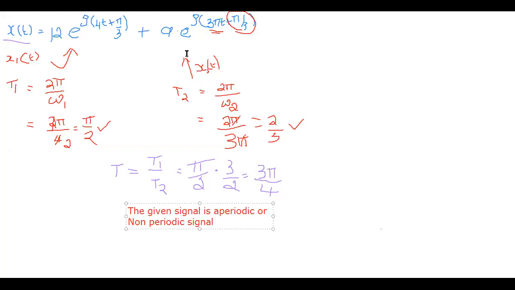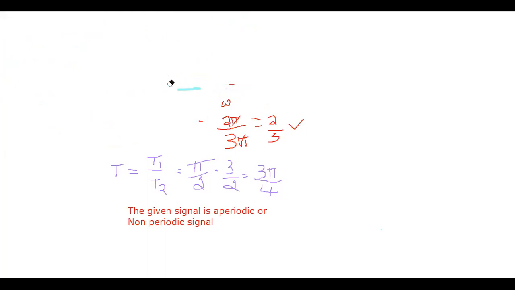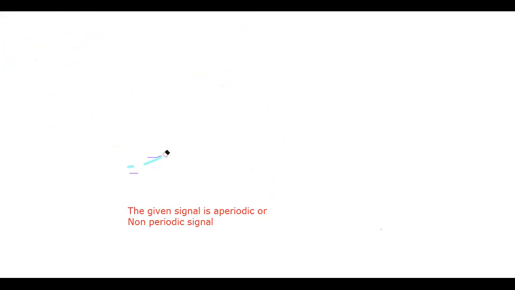Now let us wait, I shall rub this. Now I am going to solve the problems based on the discrete time case. In this case also, the calculation of the fundamental time period is completely the same as in the continuous time case. The only difference is that we represent x of n instead of x of t. Only the representation is different.